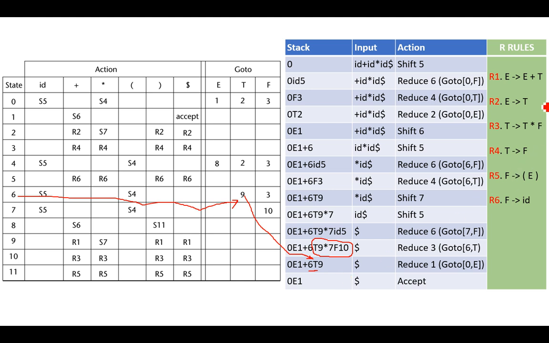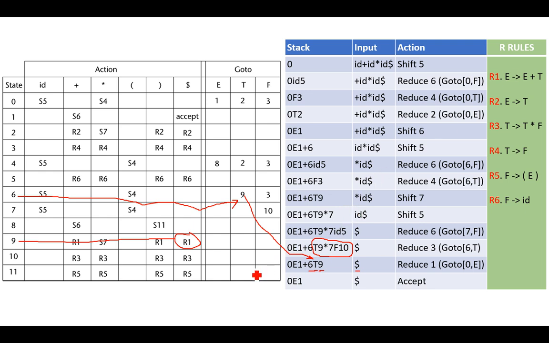All right, so what's next? 9 and $ sign. So what's 9 and $ sign? State 9 and $ sign tells us now for the first time we can reduce with rule 1. So we reduce with rule 1. What's rule 1? Rule 1 says E plus T was produced by E.